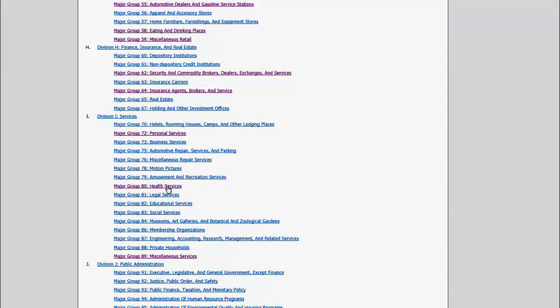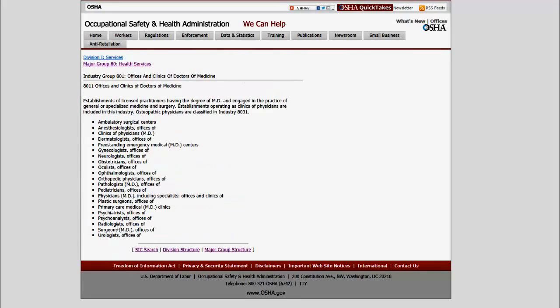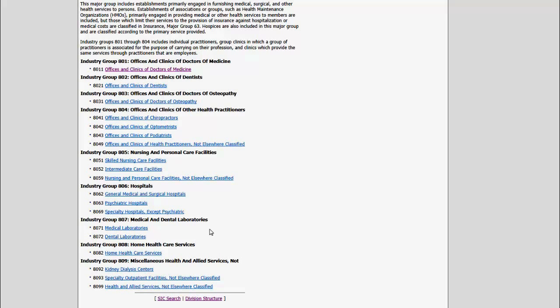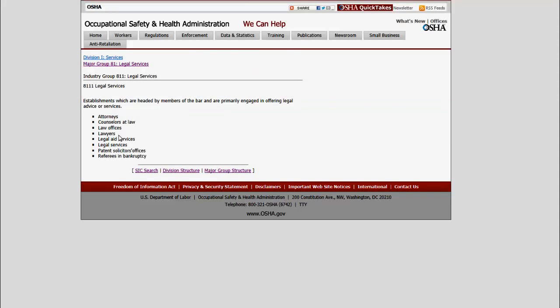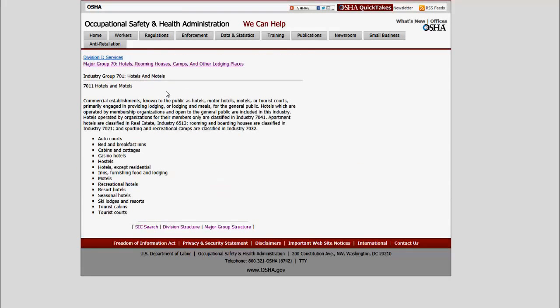And let's go to health services. So you see here medical doctors. All of these physicians, gynecologists, psychiatrists, all of that falls into the 8011. That's a lot there. Possibly a home health service, a nursing care facility, dentist, okay, which would include orthodontists, periodontists, etc. Legal services, law offices, lawyers. Hotels. A couple of you did do hotels and motels, same classification, 7011.